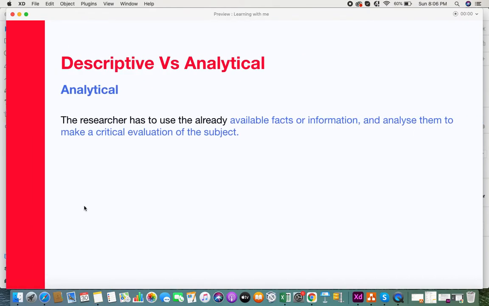The next one is the analytical research type, which is very straightforward and very simple, and we all know that. The researchers use the already available facts or information and analyze them to make a critical evaluation of the subject. In data analytics, data is collected, and then you start working on and analyzing that data to bring out certain information hidden in it. At this time you already have the facts in your hand, and with these facts you're trying to do some research.